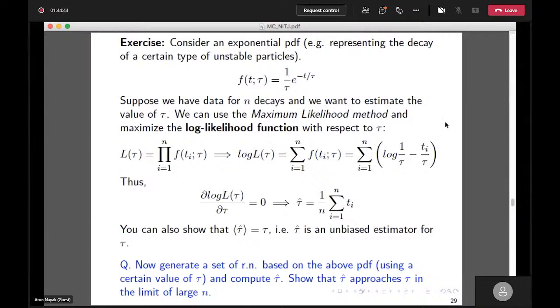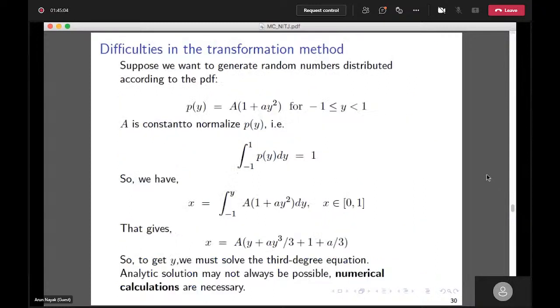Okay. Thank you, sir. If you know Python, Python has all this. In Python, you have routines to call different PDFs and generate random numbers with different PDFs. So you can just call the function and then calculate this.